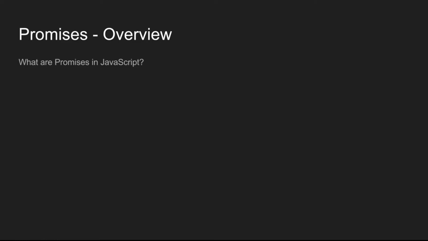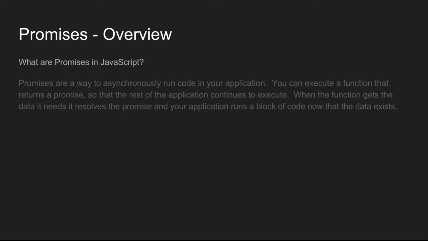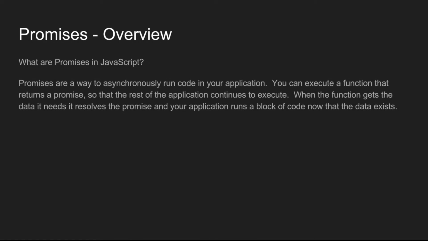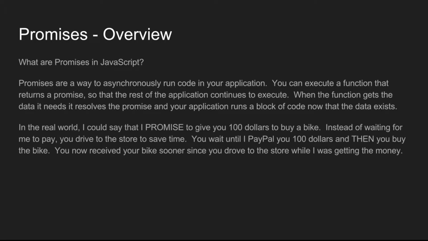So what are promises in JavaScript? Promises are a way to asynchronously run code in your application. You can execute a function that returns a promise, so the rest of the application continues to execute while the function gets the data it needs and resolves the promise, and your application then runs a block of code now that that data exists.